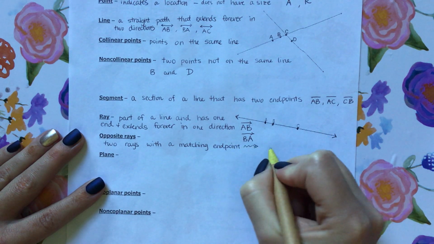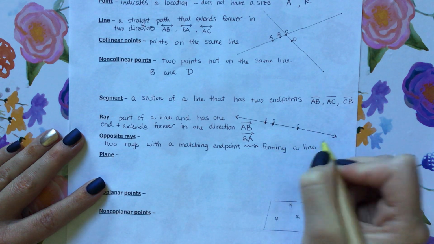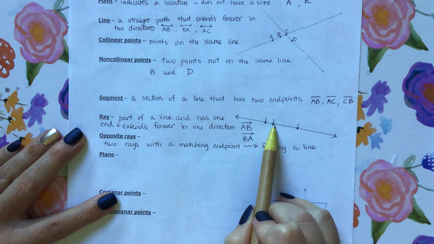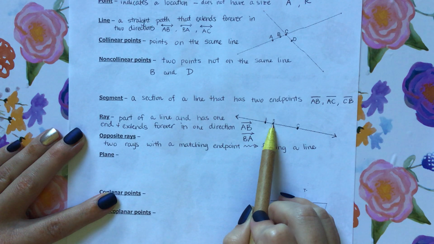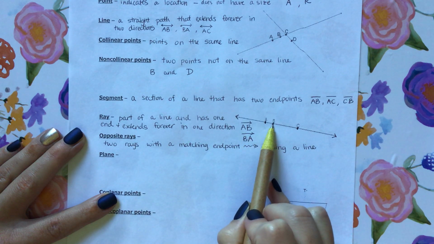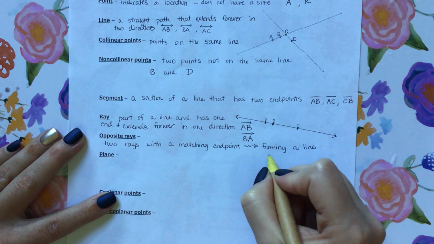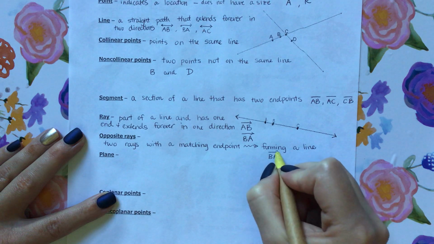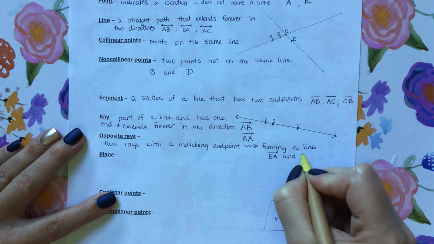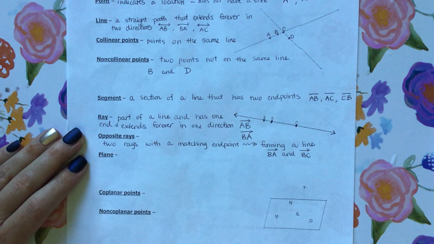Thus forming a line. So right here on this example once again, if I were to say ray BC and ray BA, those would be opposite rays, and because they have B in common, this connects the two and it forms a line. So I'll go ahead and write that out. Ray BA and ray BC.